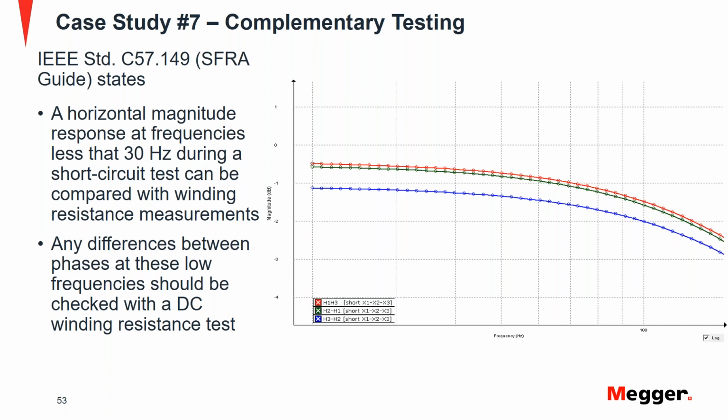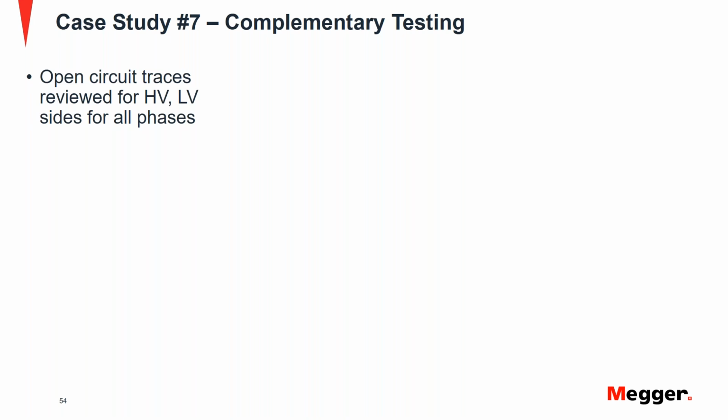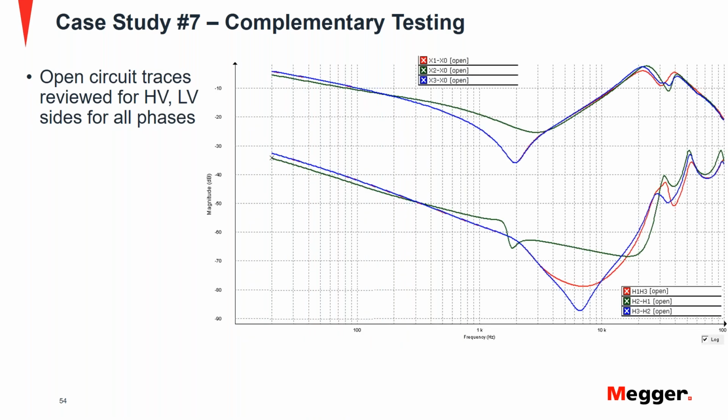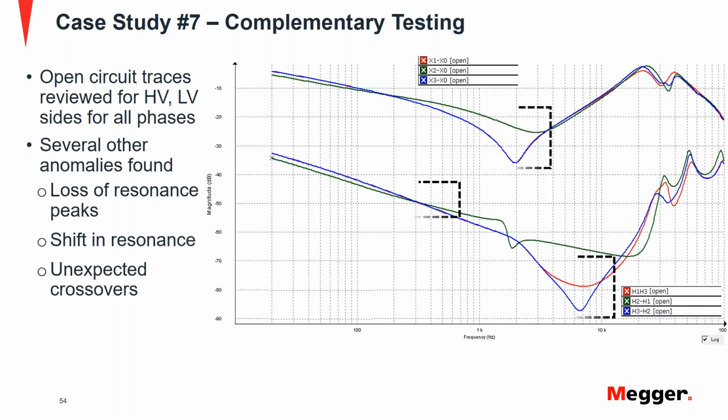So now our case was a bit in reverse. We already knew that the winding resistance for the B phase was out of specification. And when we performed SFRA testing, we realized that there is an anomaly and there is a mismatch in how the phases should line up. So after having all this information, we also decided to perform more open circuit tests on the high and the low voltage sides of the transformer and compare across phases. When we performed the test, we saw several other anomalies as well. Those involved loss of some resonance peaks. We also saw a shift in where the resonances occurred and some unexpected crossovers.